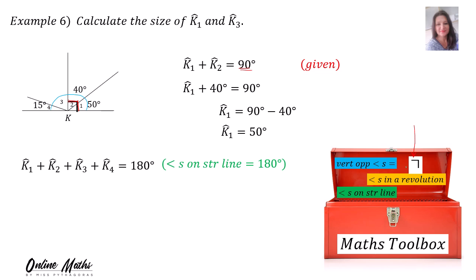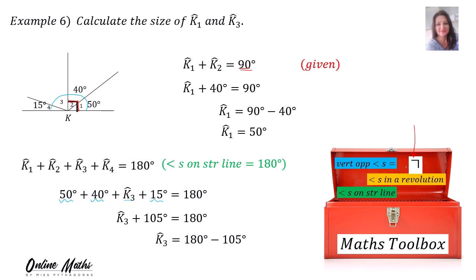Now we can substitute. K1 is 50 plus K2 is 40 degrees plus K3 is what we're looking for plus 15. K4 was 15 equals 180. And now we will say 50 plus 40 plus 15 is 105. And then we can solve K3. So the 105 will go to the other side. It becomes negative. 180 minus 105 is K3 is 75 degrees.